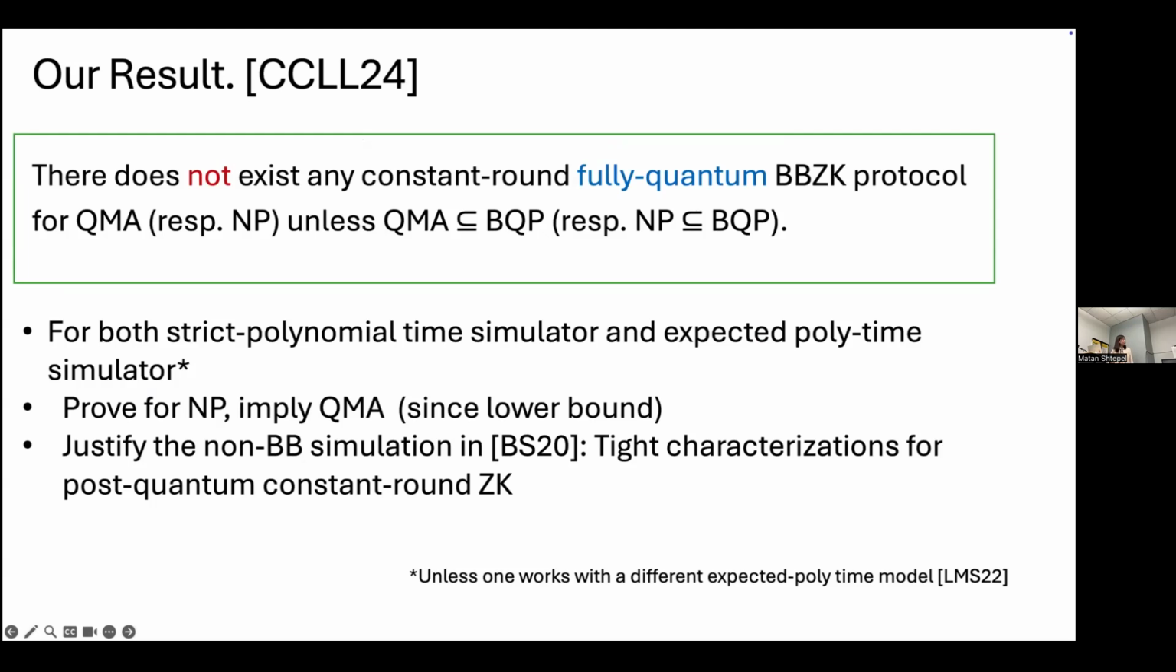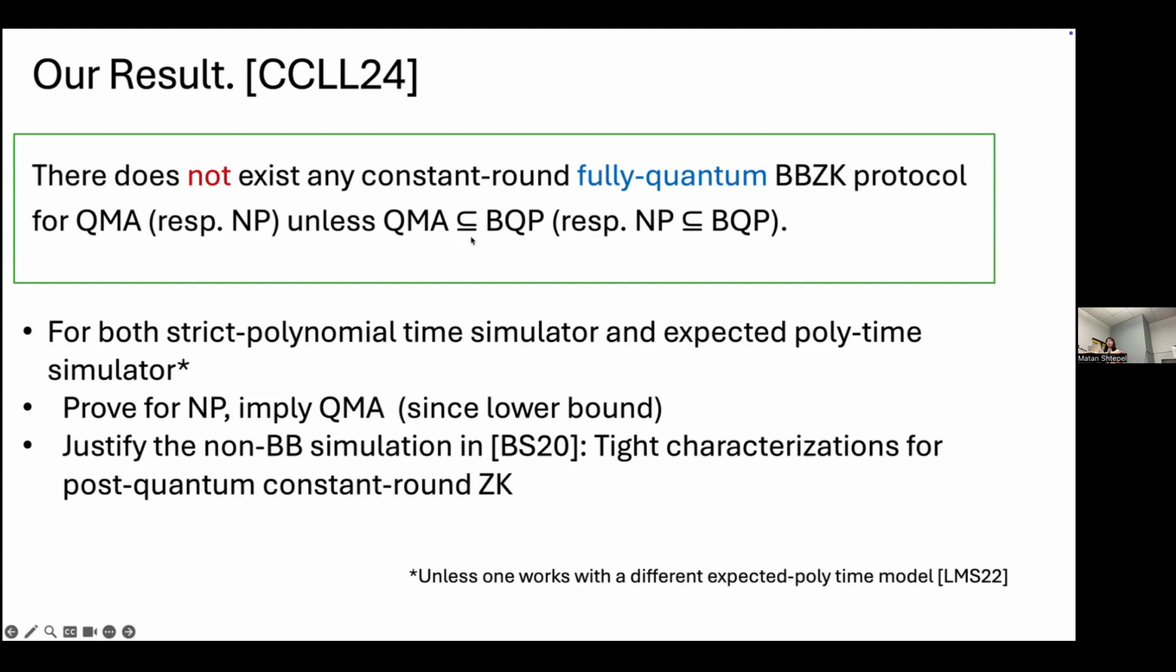Okay, so in our case, we show that for our particular setting, where we want to achieve this best-of-three-worlds ZK, a fully quantum protocol, honest quantum parties do not help you. The formal statement says there simply is no constant round fully quantum BBZK for QMA. Sorry, we in fact showed it for NP, but since it's a lower bound result, it implies the result for QMA, because QMA is a larger complexity class. If you don't have a protocol that proves languages in NP, you don't have it for QMA.